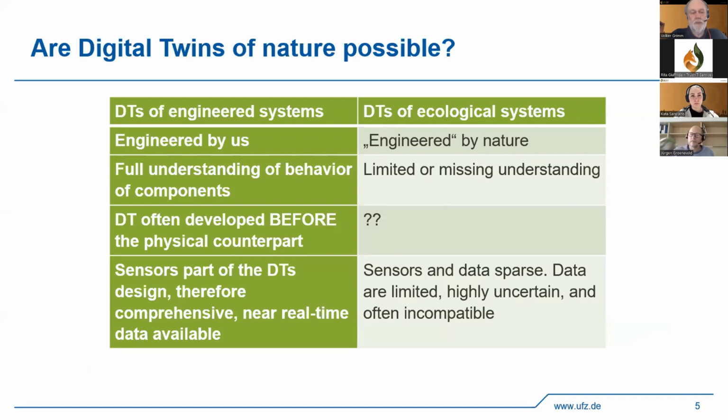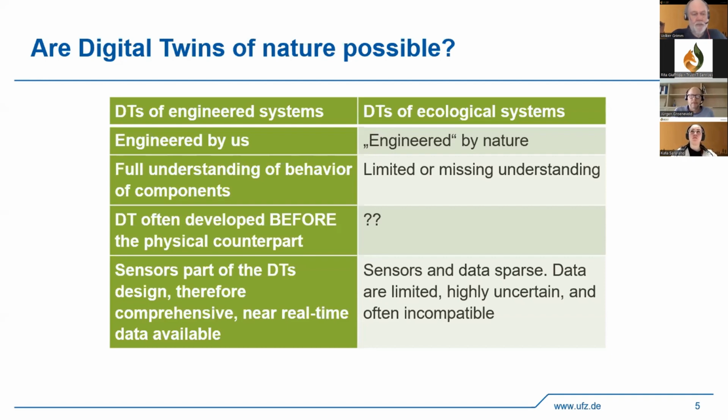So on the left-hand side, you see the engineered systems. On the right-hand side, the ecological systems. Engineered systems are engineered by us. So in principle, we know all its components and we know how it works because we constructed it. Whereas ecological systems are engineered by nature, which is not entirely true, because virtually all ecological systems these days are also social ecological systems, but we also do not engineer social systems. So we have on the left-hand side full understanding of the behavior of the components in principle, whereas in ecology and social sciences, we have limited or even missing understanding.